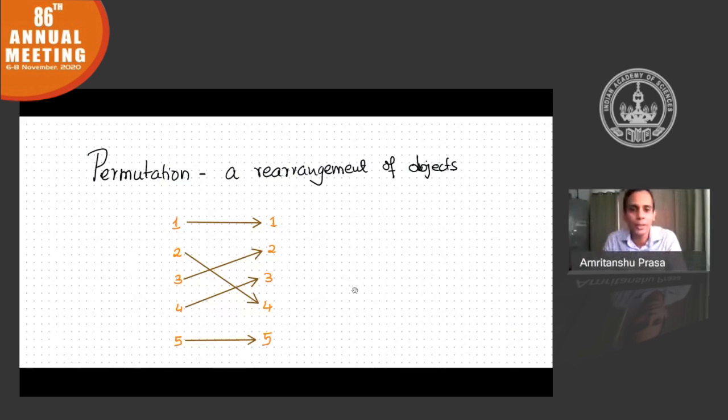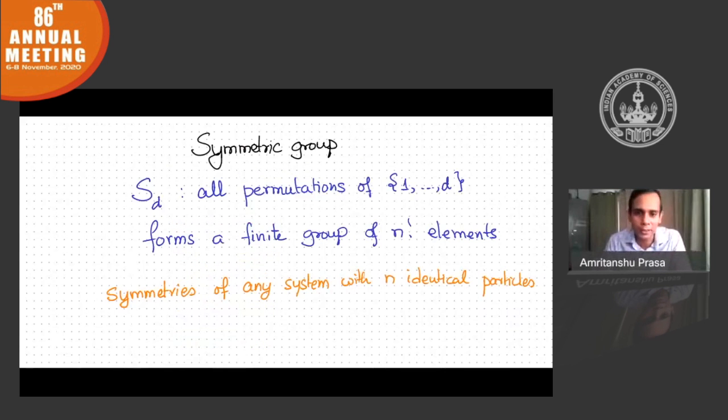Now, all these permutations put together form what is called the symmetric group. We denote it by S_D. It's the set of all permutations of the numbers 1 to D, and there are D factorial such permutations, and they form a finite group of D factorial elements. These arise in nature whenever you have a system with D identical objects, as this would be the symmetry group of such a system. So it's very common, for example, in nuclear physics.